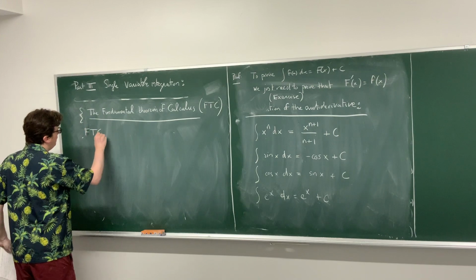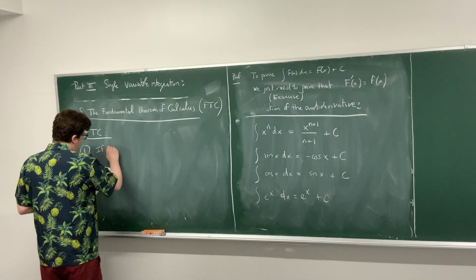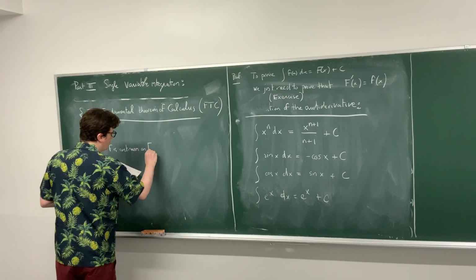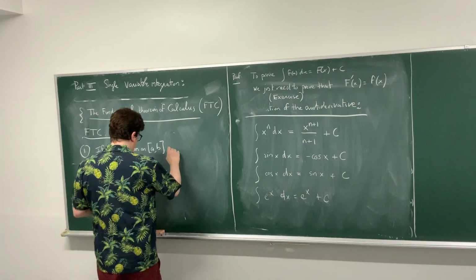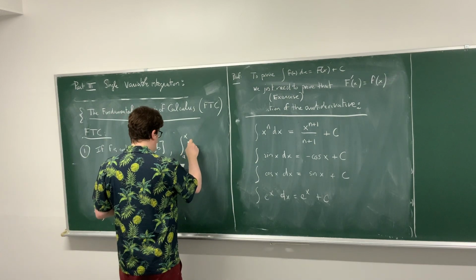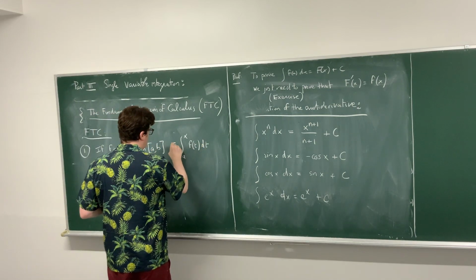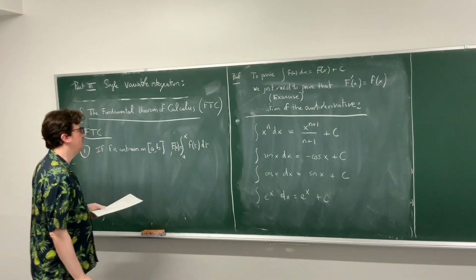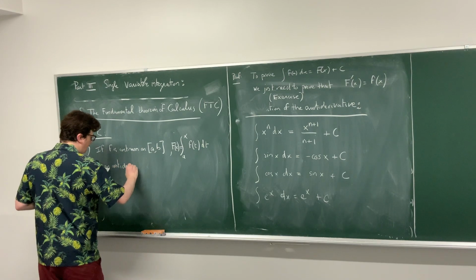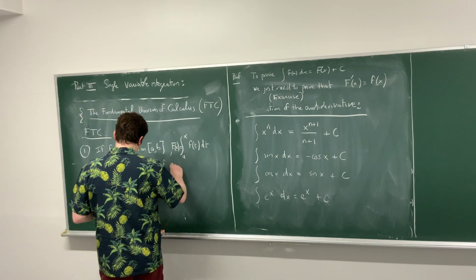So FTC, we have two parts. Part one says that if f is continuous on some closed interval [a, b], then the integral between a and x of f(t) dt, so call it capital F of x, is an antiderivative of f on [a, b].